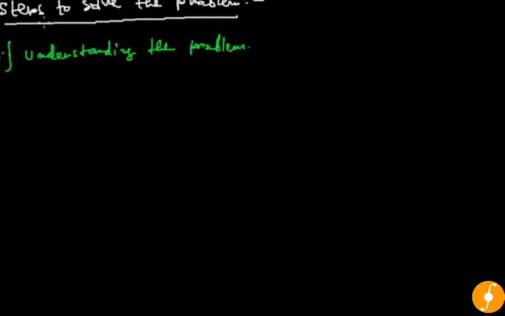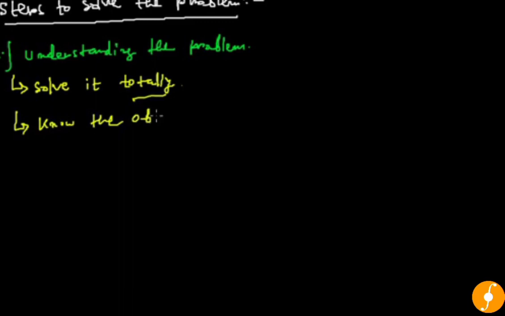Now, why understanding the problem? We understand the problem to solve it totally. Until and unless you have a clear understanding of the problem, you cannot solve it completely. Another thing to be understood here is that understanding the problem means knowing the objective. Objective means understanding why we want to solve this problem and what the outcome will be after solving it. So, know the objective of the problem.